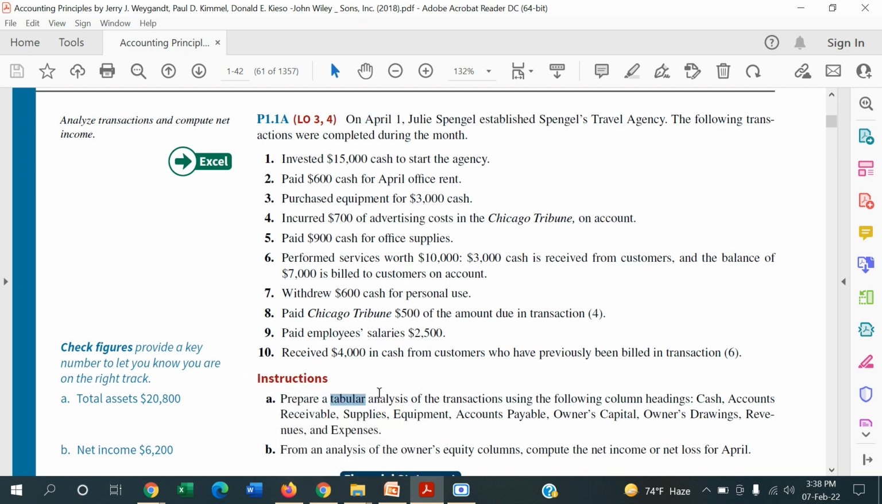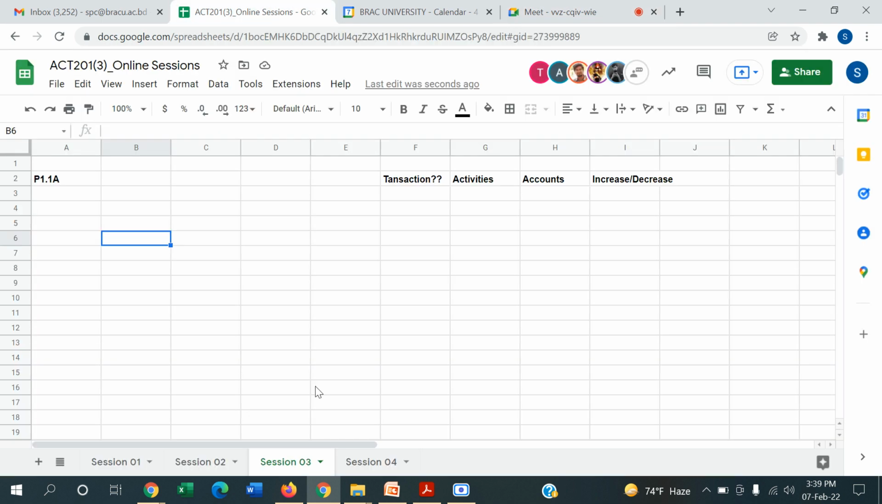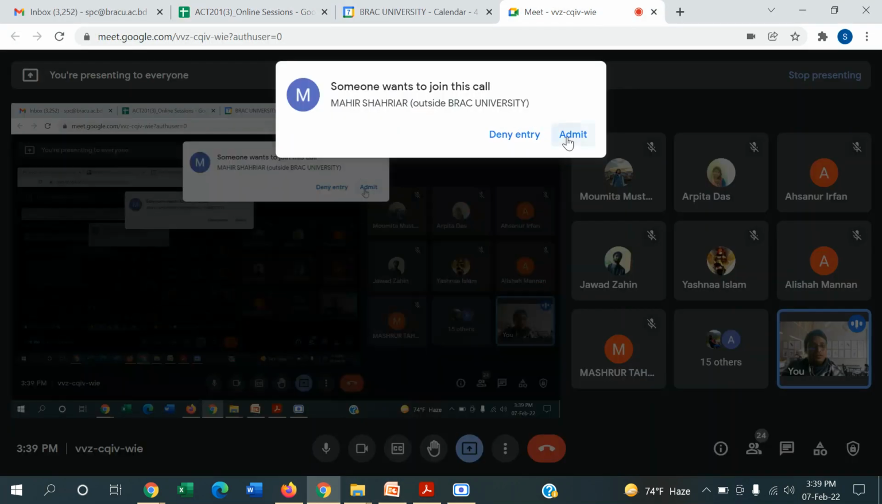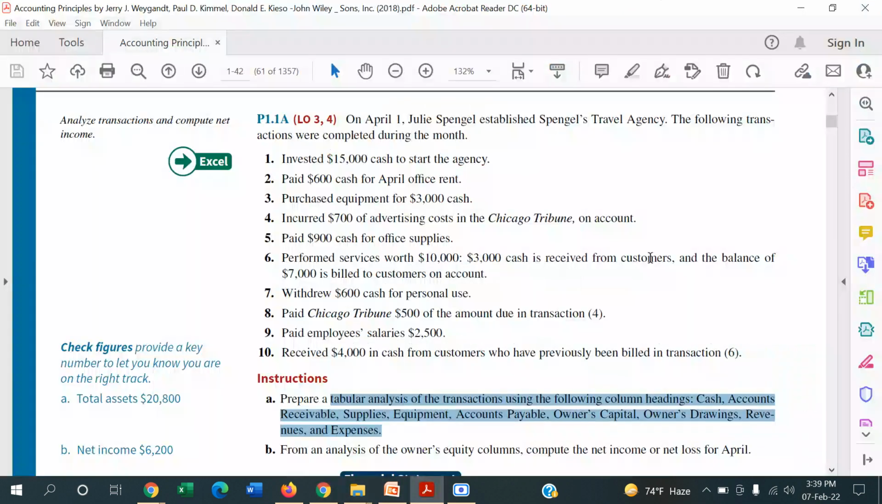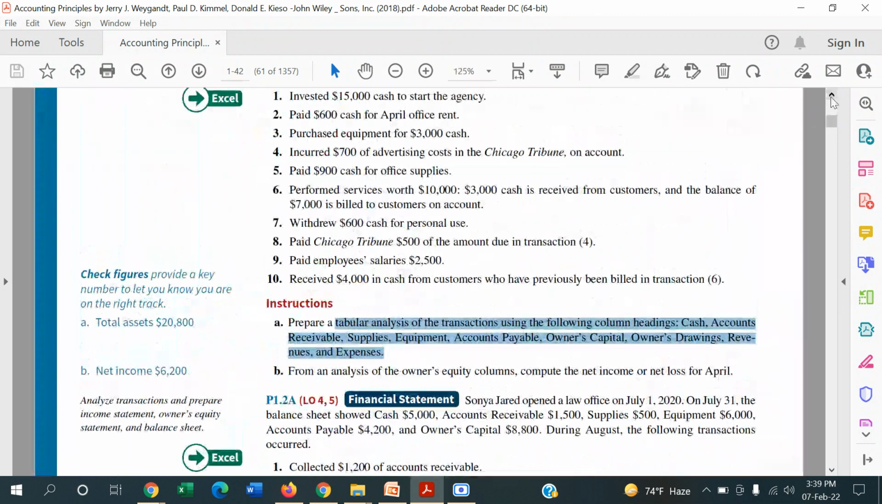You have been asked to show the tabular analysis following some account titles, and some other things have been asked as well. But we'll proceed on that discussion later on. As we know, we definitely have to identify whether these activities are transactions or not. Now we are going to concentrate on that. Based on the previous discussions, I want you to find out whether these activities are transactions or not.